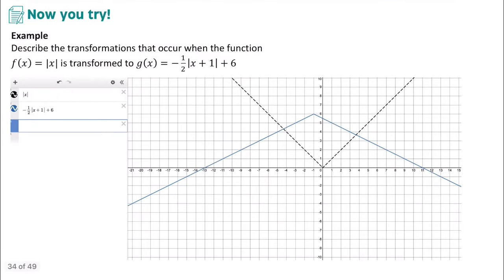So now we're going to double check in Desmos so we can see that it has been reflected, okay? And it is vertically compressed. You see this graph is squashed down compared to this original graph. It is shifted to the left 1. If we look at the vertex, it's shifted left 1, and it has moved up 6 units.